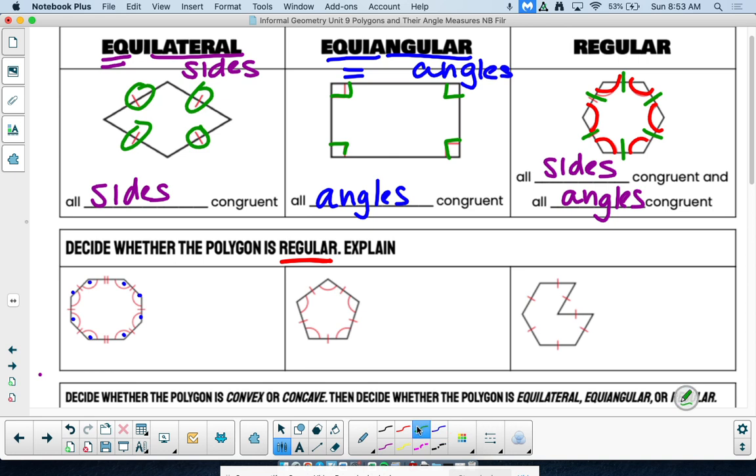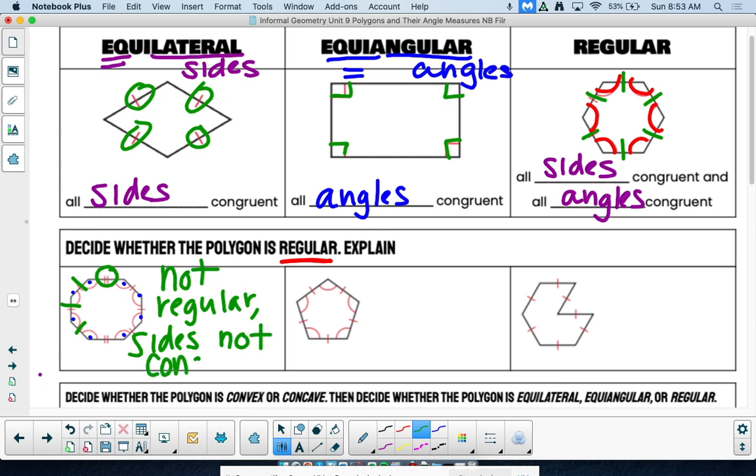However, if I look at my sides, I have 1 tick mark, 1 tick mark, 1 tick mark, and then I have 2. I needed just to have 1. So they're trying to trick us there. So this is not regular. And it says explain, and we're going to say sides not congruent. Our sides are not equal.